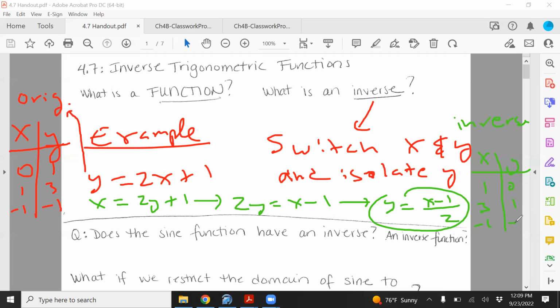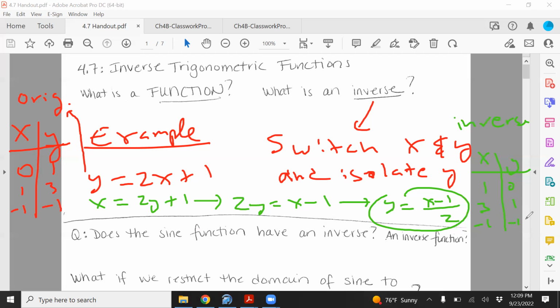-1, -1. Oh, yeah. Notice the columns are switched. See, this is 1, 3, -1, 0, 1, -1. But now it's reversed over here. So that's always true for inverses because x and y switch, right? That's what's happening, and that's going to be a key point for today.